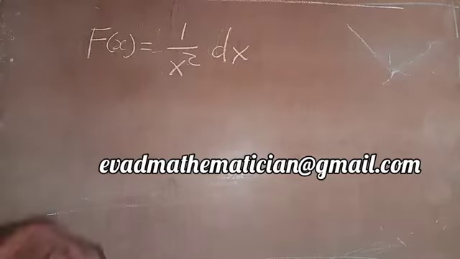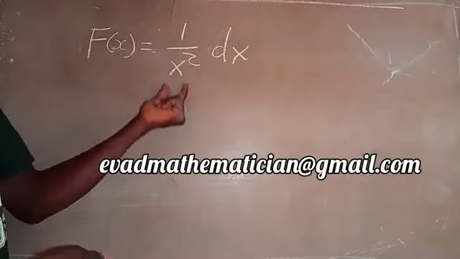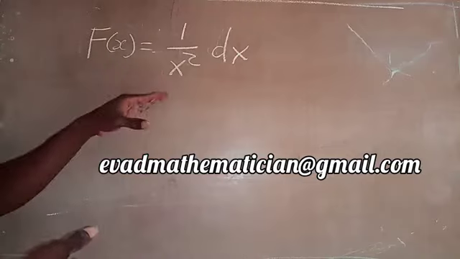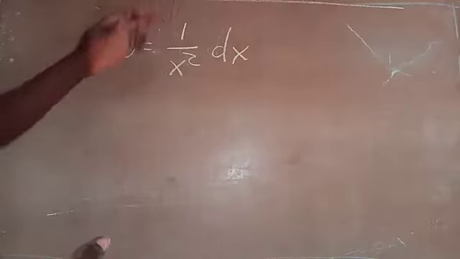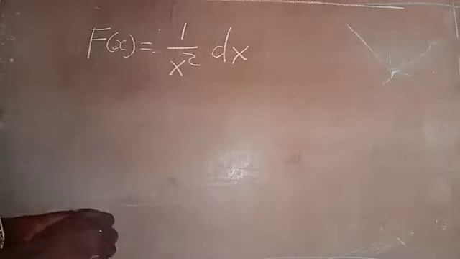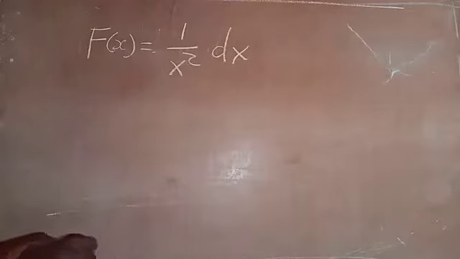Having a function of this nature, f of x is equal to 1 over x squared, to differentiate it with respect to x. First of all, the way this rational expression looks, it's somewhat frightening to somebody who is not fundamentally strong in maths. So I recommend students study their indices well, especially the laws of indices, to be specific.